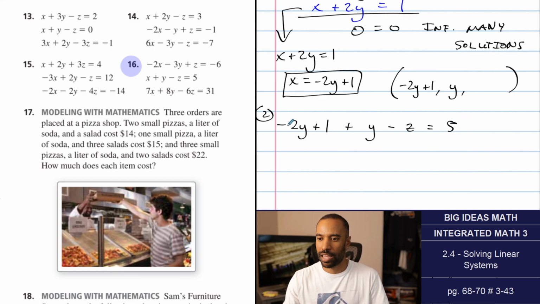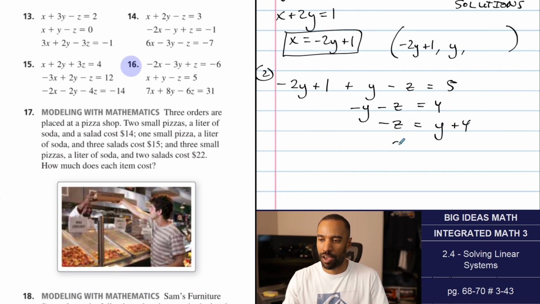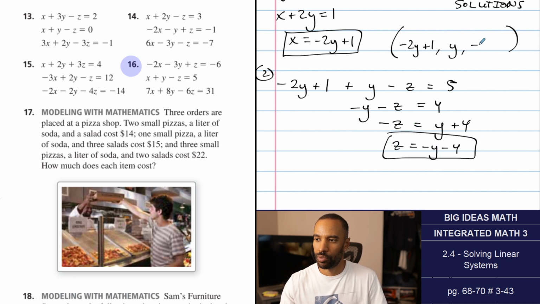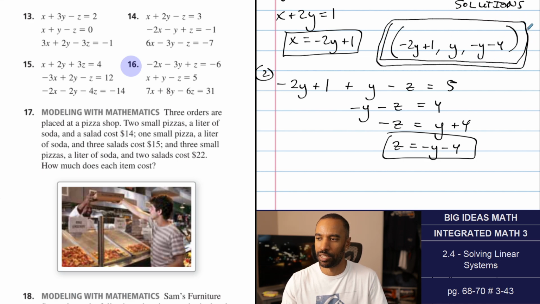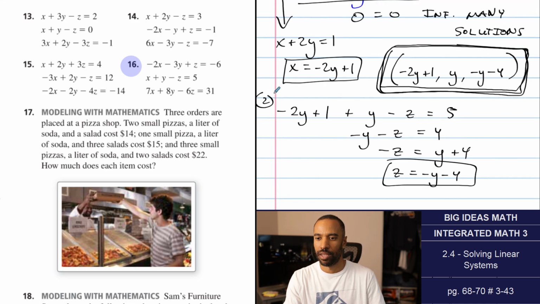So negative 2y plus y is negative y. Subtract the 1 over here, you get 4. And divide by negative 1, z is negative y minus 4. So the final answer is right here that I'm boxing like that. I hope you can see it all. So negative 2y plus 1, comma y, comma negative y minus 4 is my final set.